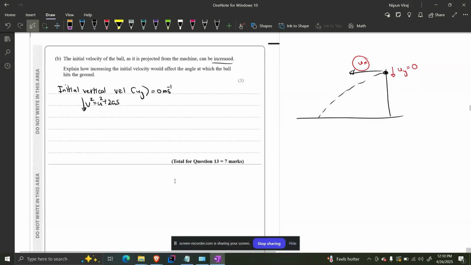It's equal to 2. V squared equals u squared plus 2s downwards. So if u is 0, we are sure that this a won't change and this height won't change. Therefore, we can say the final vertical velocity Vy will be the same. Now, suppose the ball is landing at this point, then its Vy won't change, right? Vy will not change. That's for sure.